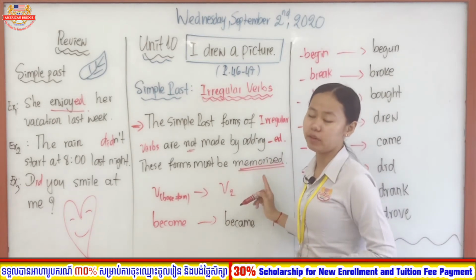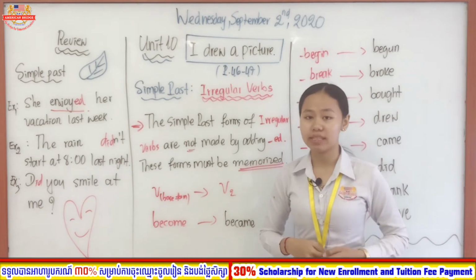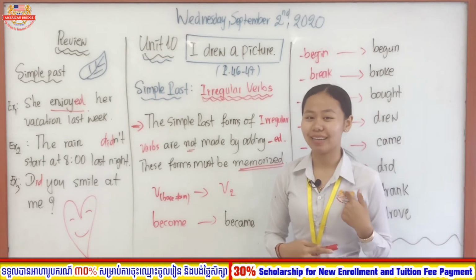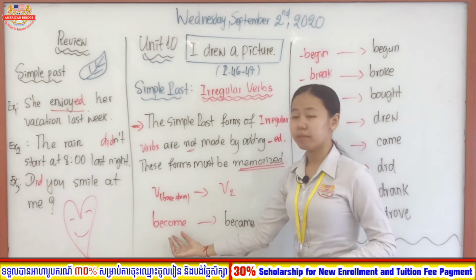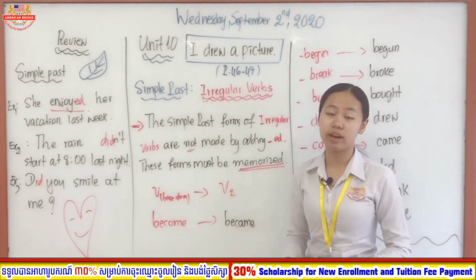What does it mean here? That the form must be memorized means that for irregular verbs in the simple past, you need to learn them by heart. So you need to memorize them every day. For example, become to became. You see, there is no rule at all, so you need to memorize it in order to remember.